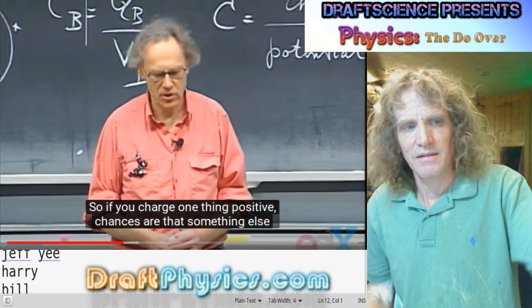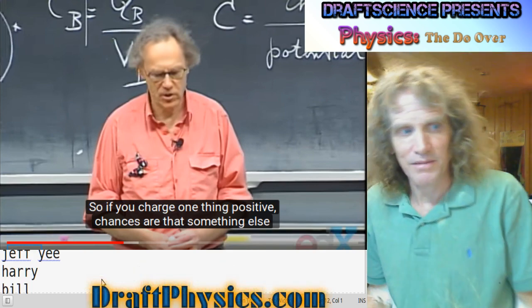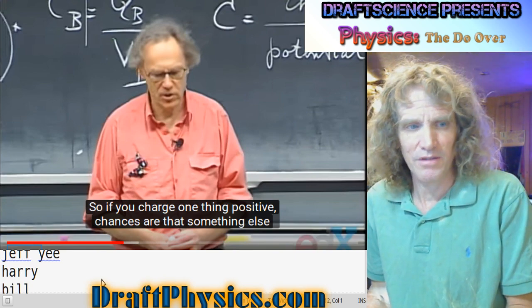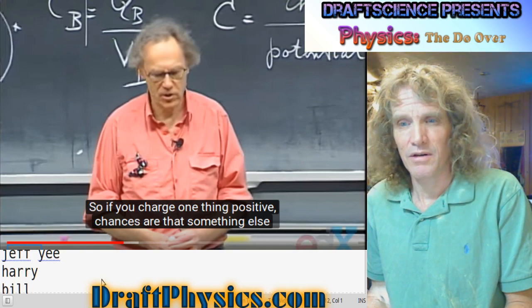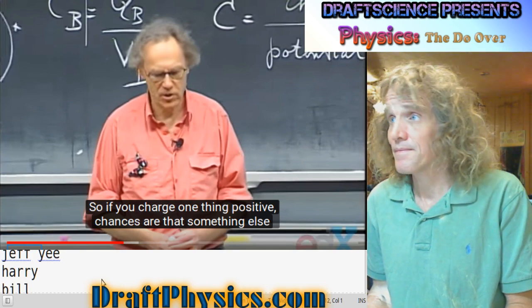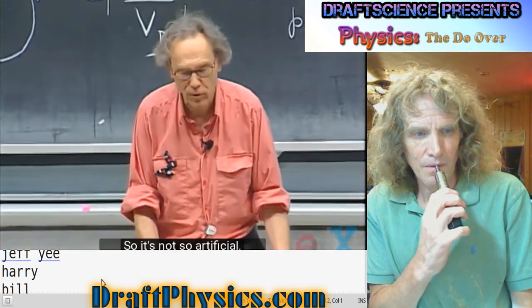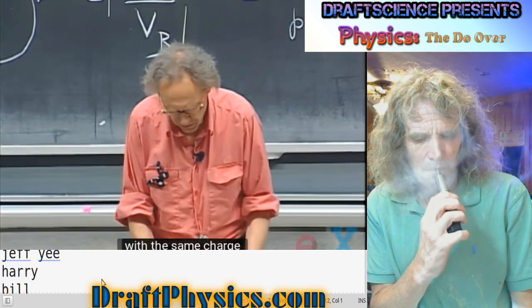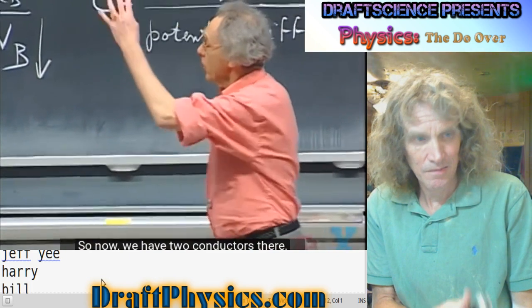So in some sense, look, it's fine. Why would I want him to do more complex mathematics? So I'm glad that he's saying they're the same charge. But I think in most circumstances, you're not going to have the same charge on two surfaces. One is charged negative by the same amount, but with opposite polarity. So it's not so artificial that you have two conductors with the same charge, but opposite polarities. So now, we have two conductors there.